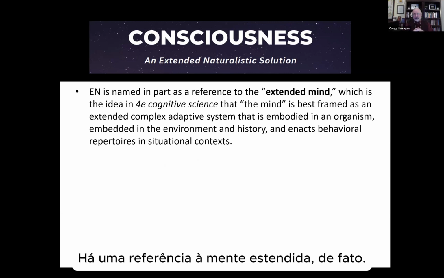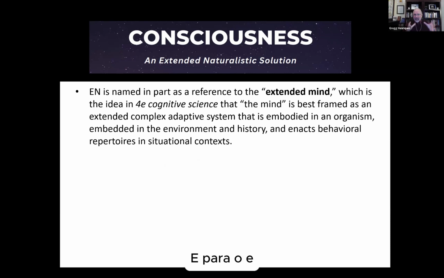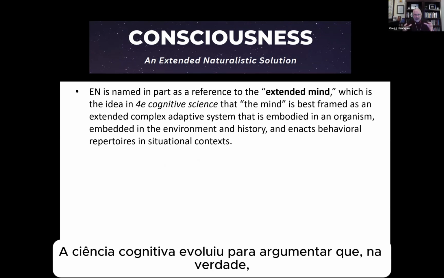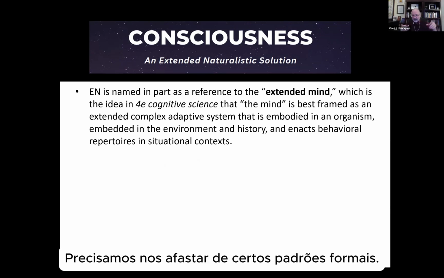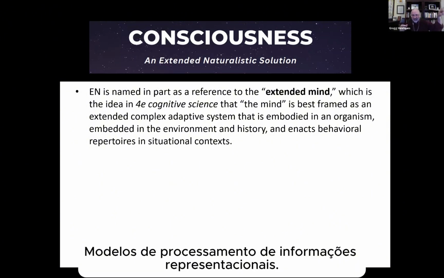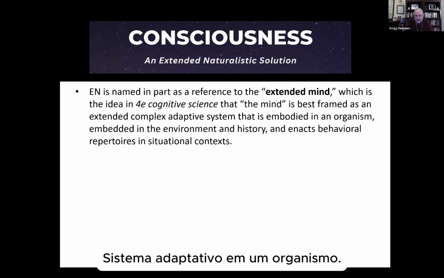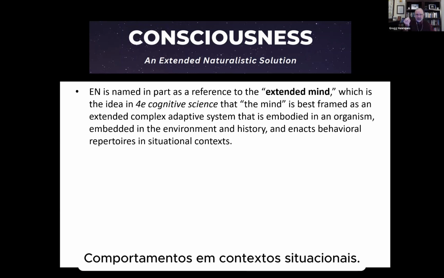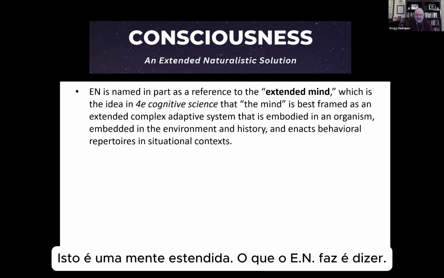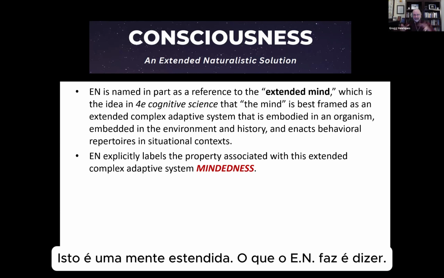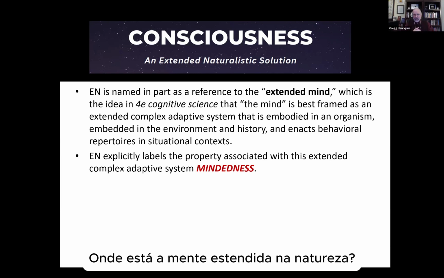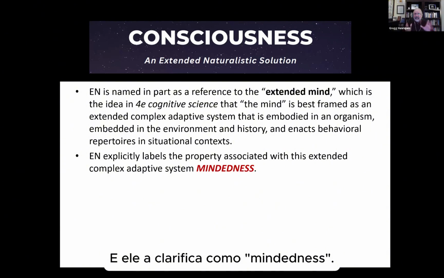There is a reference to the extended mind. In fact, Chalmers himself worked with Clark on that. And 4E cognitive science has evolved to argue that we need to get away from formal representational information processing models and situate the mind as a complex adaptive system that's embodied in an organism, embedded in its environment and history, and enacts behavioral repertoires in situational context. This is an extended mind. What EN does is it asks, where is the extended mind in nature? And it clarifies it as mindedness.